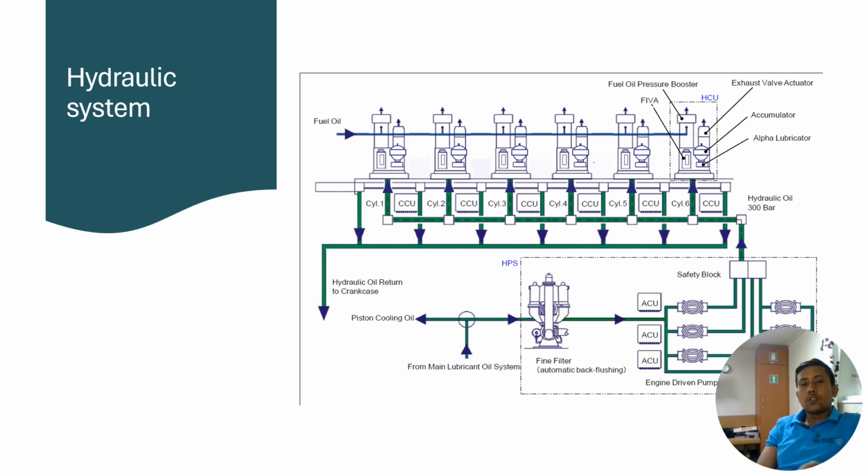The hydraulic system, or you can say the driving system of the ME engine, is electrically controlled. This hydraulic system consists of fine filters, engine driven pump, startup pump, and hydraulic cylinder unit. The engine driven pump operates when the engine is in running condition. During starting of the engine, the electrically driven startup pump operates to provide sufficient hydraulic pressure. This hydraulic oil is controlled by FIVA, which in turn controls the fuel pressure booster and exhaust valve actuator.